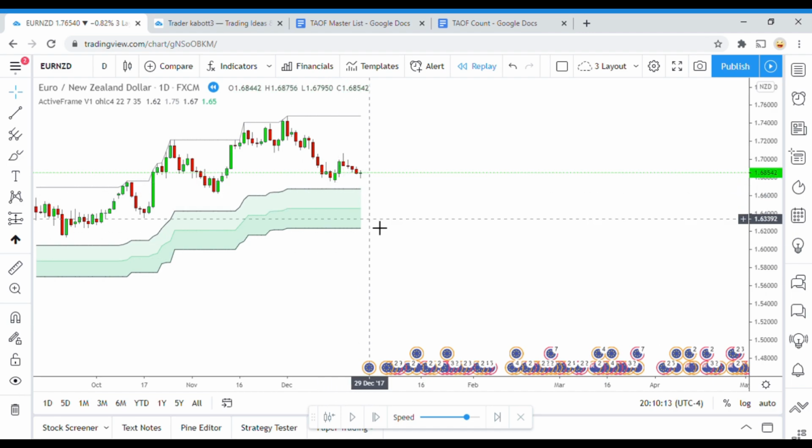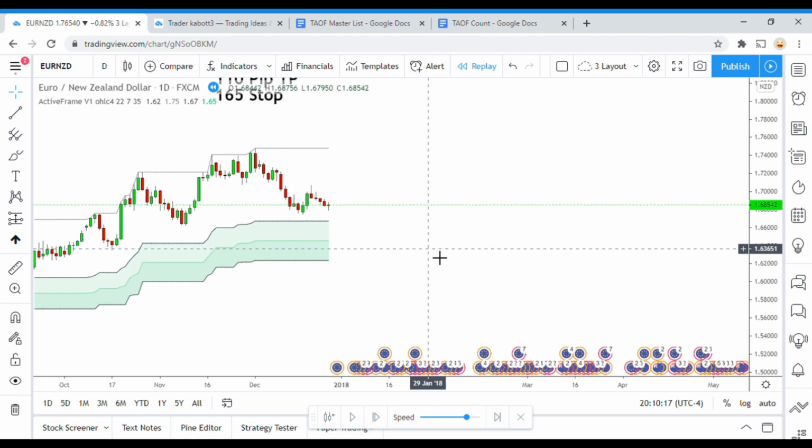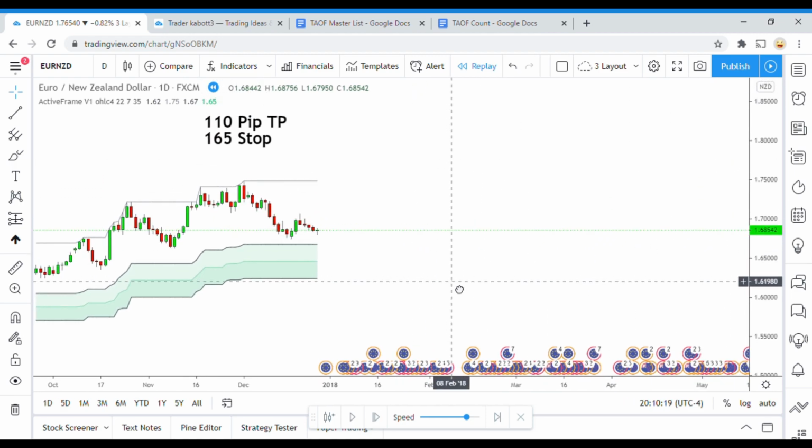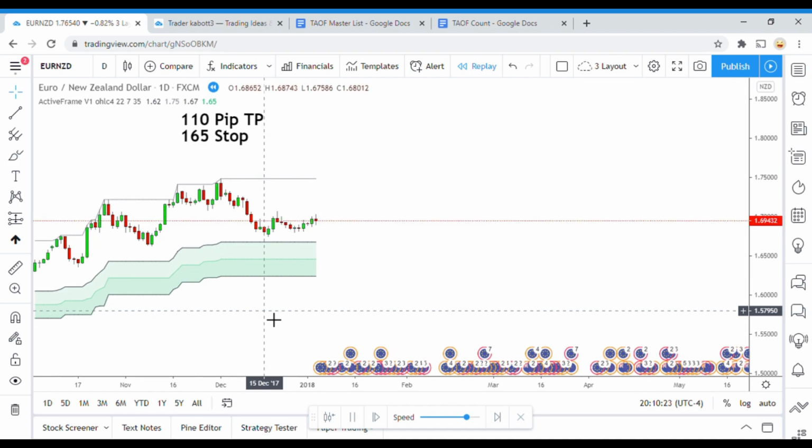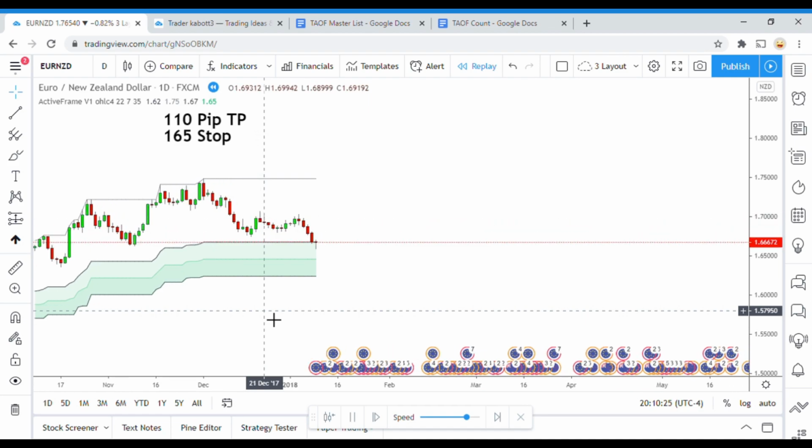So that's how we're going to test it. When this thing flips colors, that will be a signal to go either long or short. Pretty simple, not too much to it. Pretty straightforward, right? So let's get on with the testing process here.